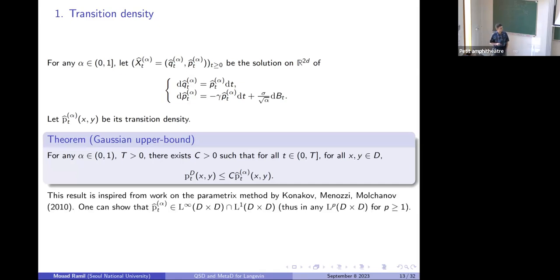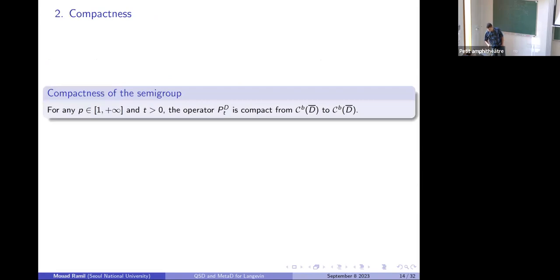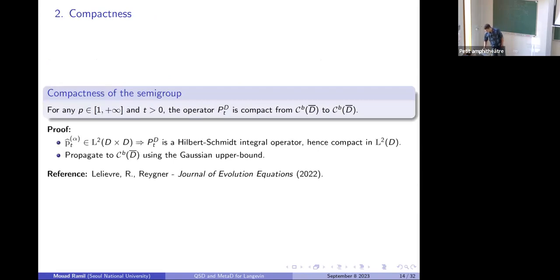And the one which will be interesting for us is that this upper bound is actually in L^p(D×D) for any p larger than 1. This is not obvious because you integrate x and y on a domain D which is unbounded. So you have unboundedness on the velocity coordinate. So you have to be careful not to integrate something constant on an infinite domain. And using this control, we can show that this operator is compact. So namely, if you take p equal to 2, you have this control on the density.